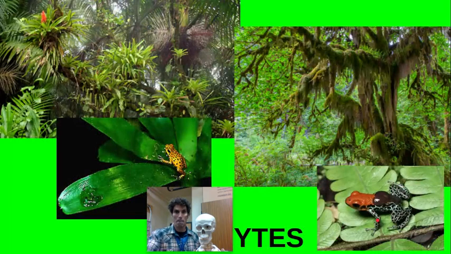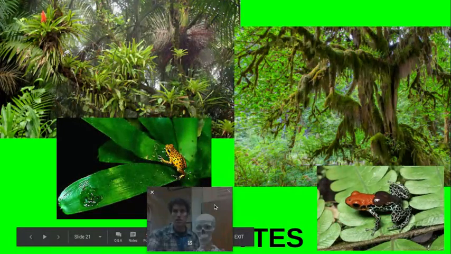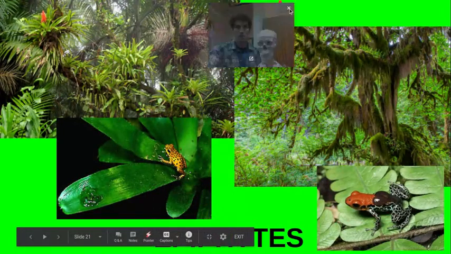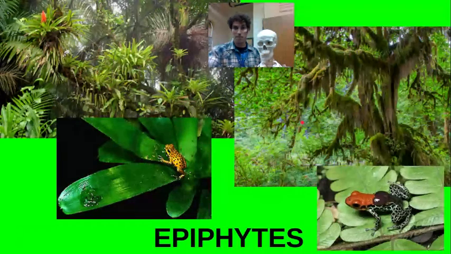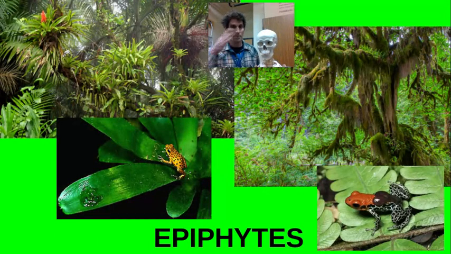Pretty cool. And all these plants growing on all these trees up in the canopy are called epiphytes. Fancy word, just means a plant growing on another plant, basically. And it's not hurting the plant necessarily. It's just doing its thing. It's using the tree as something to grow on. And these epiphytes have their own little ecosystem in a lot of cases.